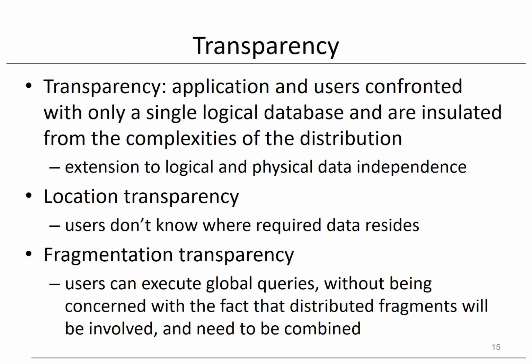Transparency refers to the fact that, although the data and database functionality are physically distributed, the application and users are confronted with only a single logical database and are insulated from the complexities of the distribution. In this way, transparency can be looked upon as an extension to the logical and physical data independence. An important property is location transparency, which means that database users do not need to know on which node the required data resides.